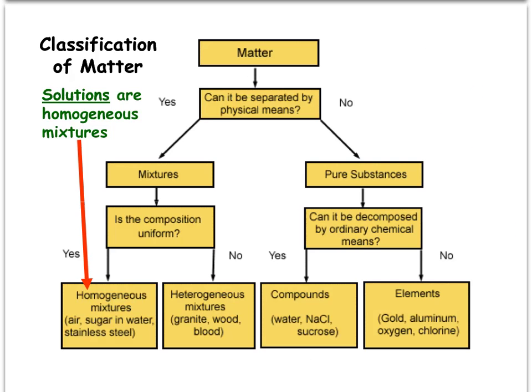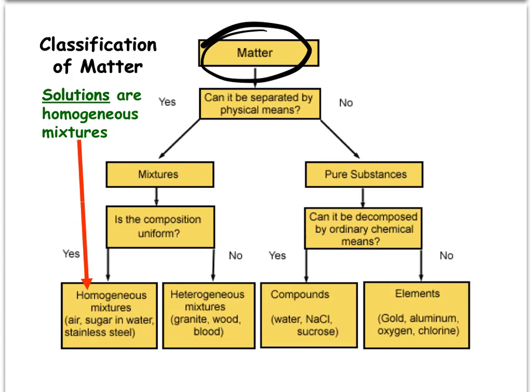So let's talk real quick about how solutions fit into the grand scheme of things. So you remember from the first time you stepped into science that everything is composed of matter. Everything's matter. And matter can be broken apart then into different kinds of matter, essentially. So we can ask a couple questions with this little flow chart. If it can be separated by physical means, that means that you can use things like a filter or a magnet or your hands to separate it out. If it can be separated like that, that means it's a mixture. If you can't separate it, that means it's a pure substance.